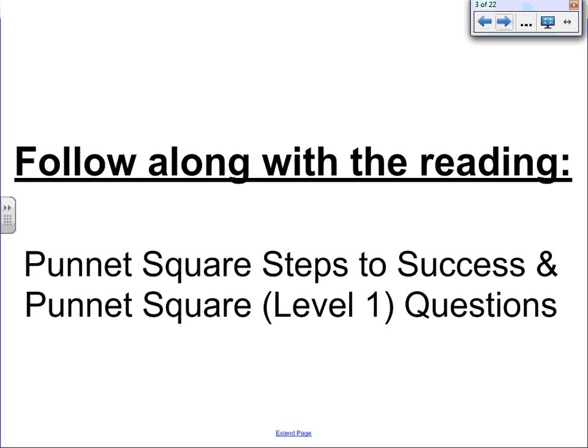You can follow along with today's video on the Punnett Square Steps to Success reading, and then on the back of it are the Punnett Square Level 1 questions. You will want to make sure that you have both of these, as it's going to provide you with a handout and a guide in order to answer genetics questions from now on, called the Punnett Square.